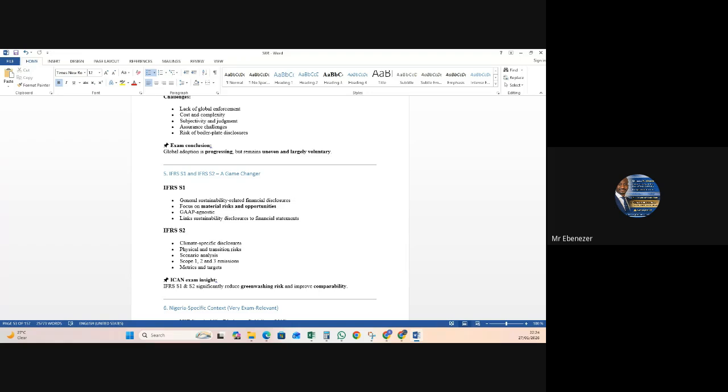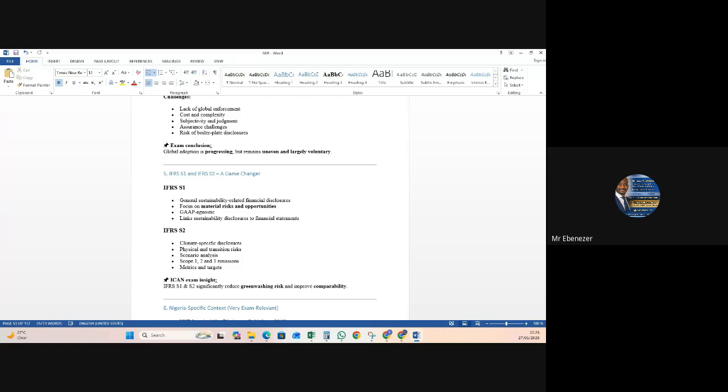Now, for IFRS S1, it focuses on general sustainability related financial disclosures. Everything you need to disclose, you have to disclose it. All the material information about sustainability, you need to tell us. Then you focus on material risk and opportunities as well.